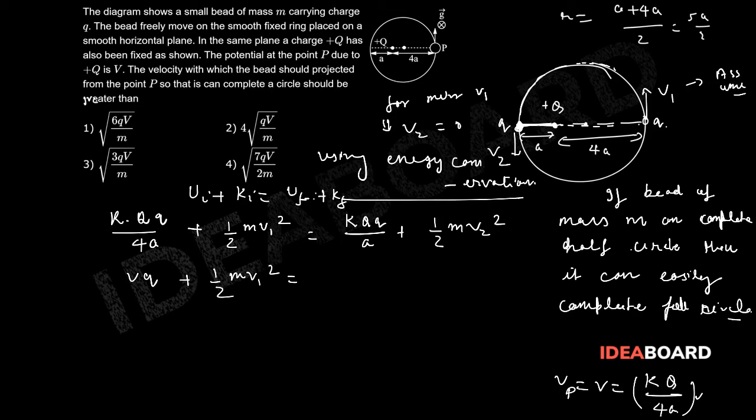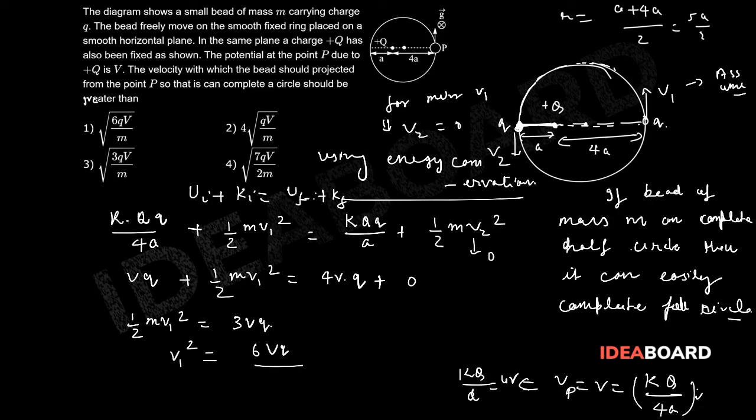So we can substitute the value of kq by a from here. So kq by a will be equal to 4V. So this will be 4V into q, plus this will be v2 equal to 0, so this will become 0, right? So the value of half m v1 square will be equal to 4Vq minus Vq, 3Vq, correct? So from there v1 square will be equal to 6Vq by m, correct? So v1 will be equal to root of 6Vq by m.